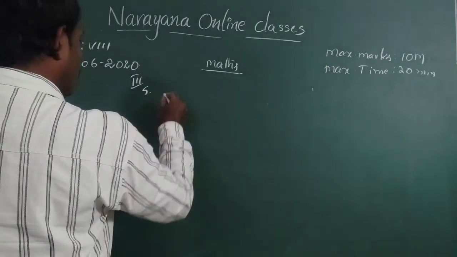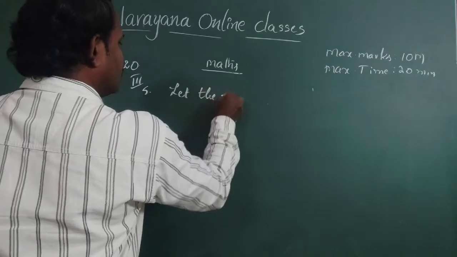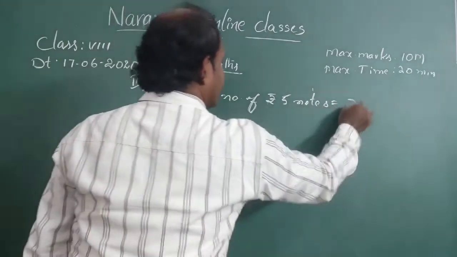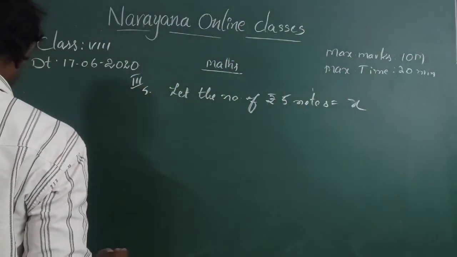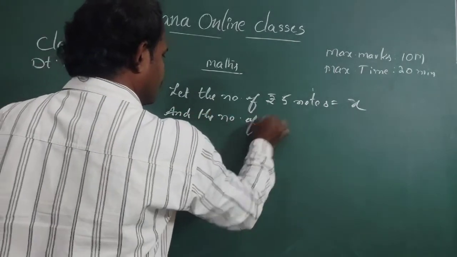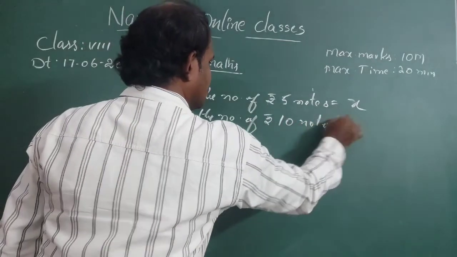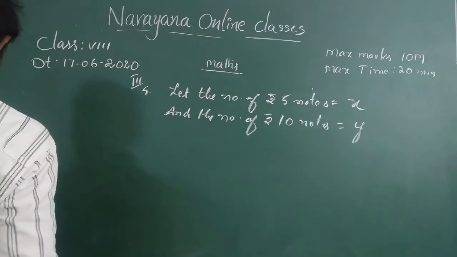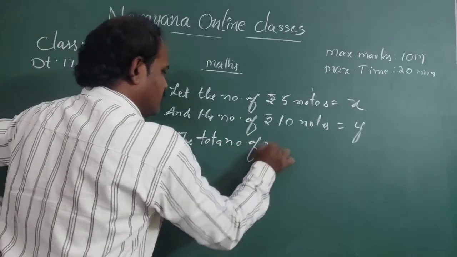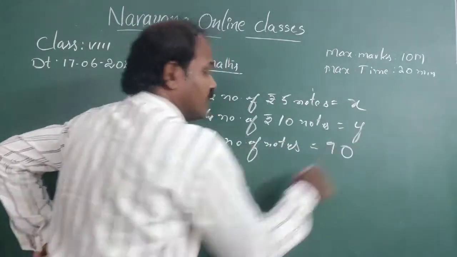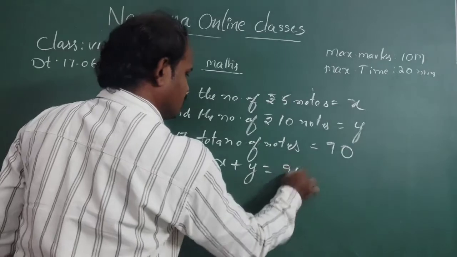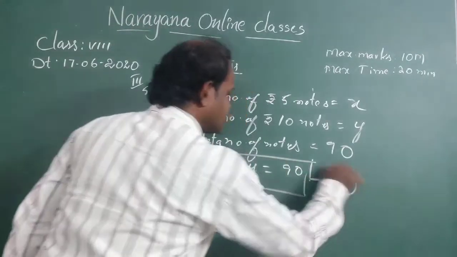Let the number of 5 rupee notes be x, and the number of 10 rupee notes be y. You understand? The total number of notes is 90. Therefore, x plus y is equal to 90. This is the first equation.